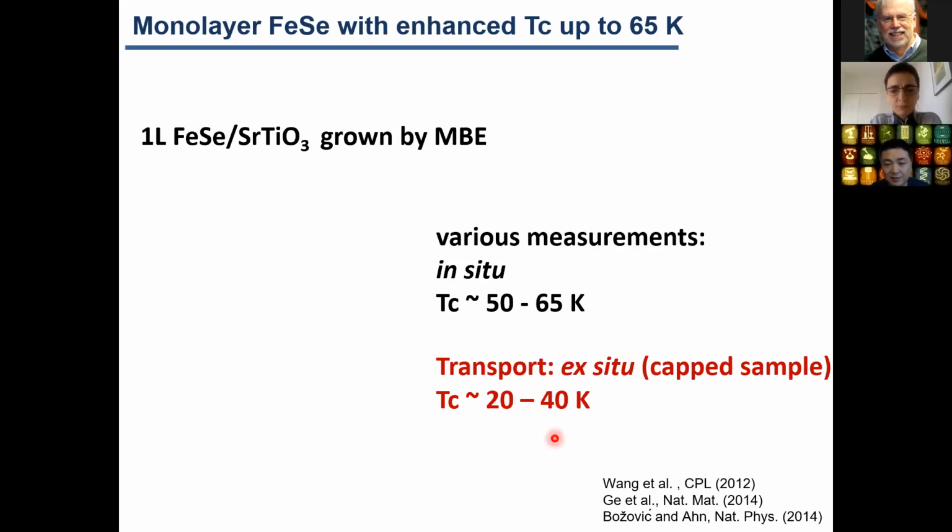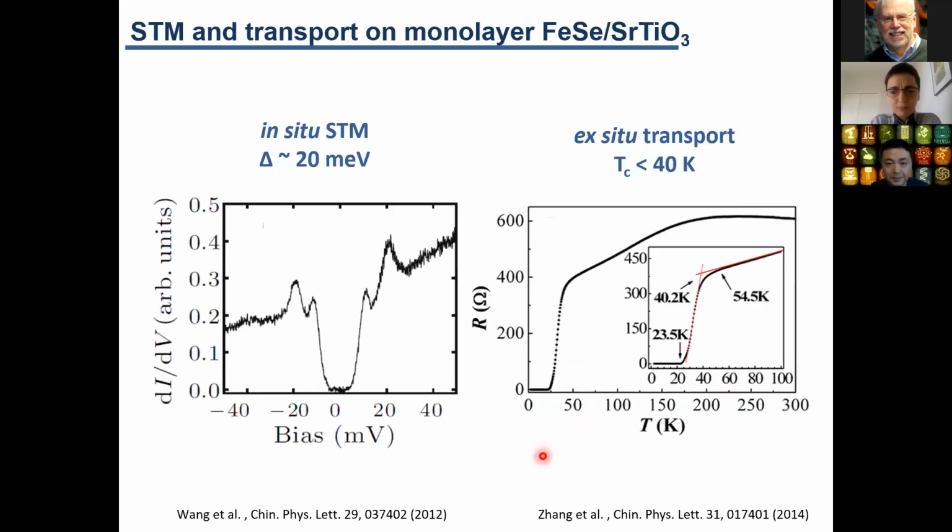So we started to look into this material. Here I just show you some examples of the first few different measurements on this material. You can see STM, and there is a superconducting gap. If you do a measurement below the TC, and of course the ex situ transport, you can see a zero resistance transition.